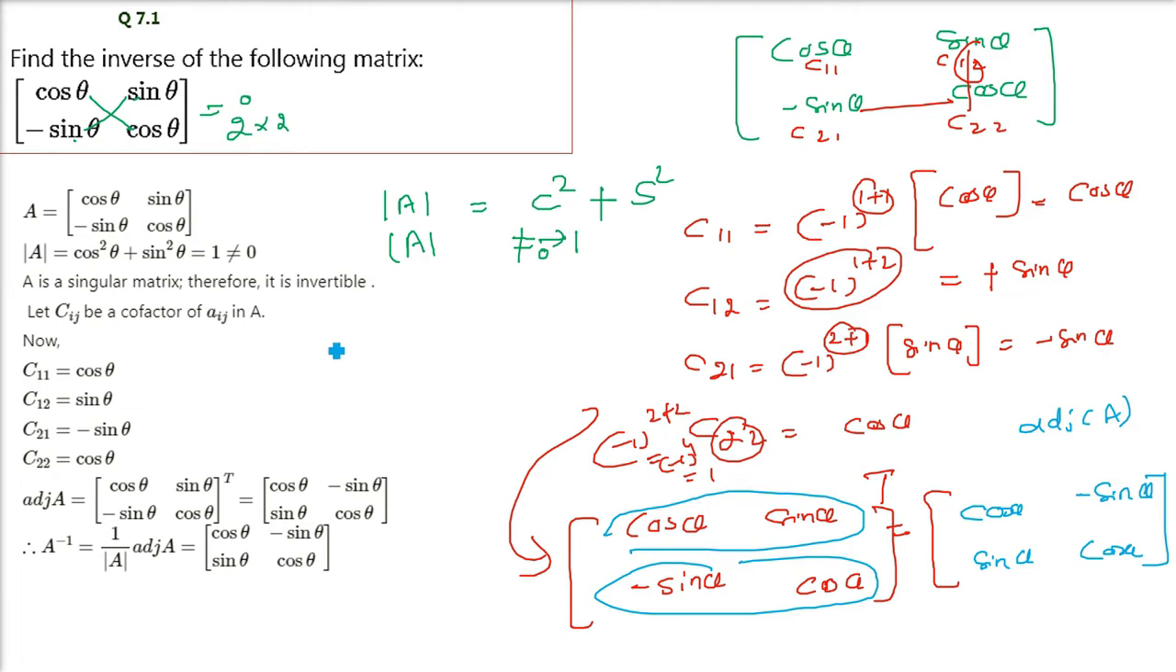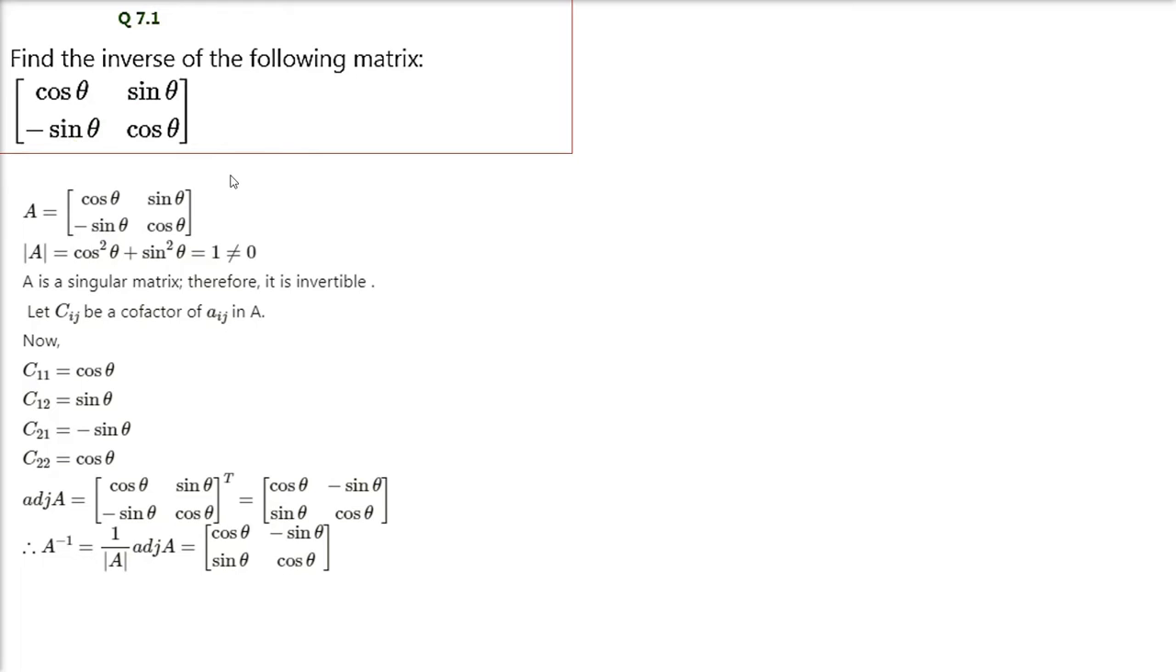Now, in order to find A inverse, the simple formula is adjoint A divided by the determinant of A. Adjoint A is already there, and the determinant of A we have already found out, in order to check singular or non-singular, that is going to be 1. So it won't affect anything. Anything divided by 1 will be the same. So this is your answer. Even if you divide it by 1, it will be the same. This is the 2 by 2 inverse.